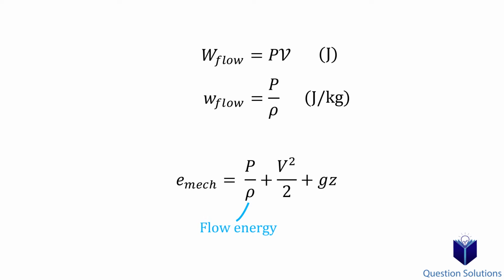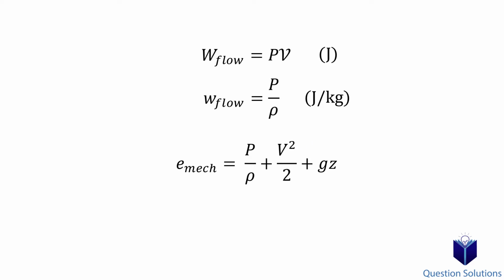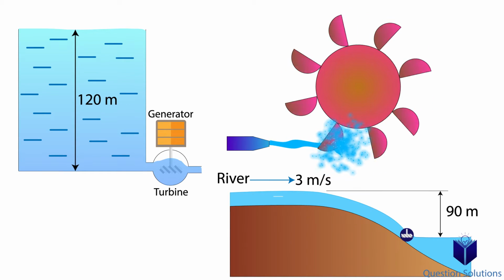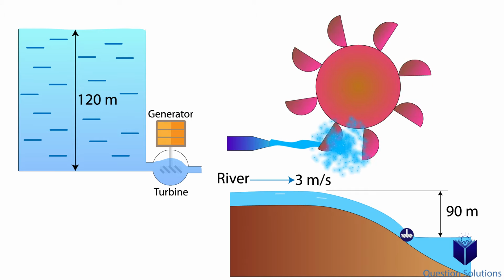This is the flow energy, this is the kinetic energy, and this is the potential energy. If we wanted to write this in the rate form, we can do so like this. Remember that m dot is the mass flow rate of the fluid. Now let's move on to some examples to see how to apply what we learned.